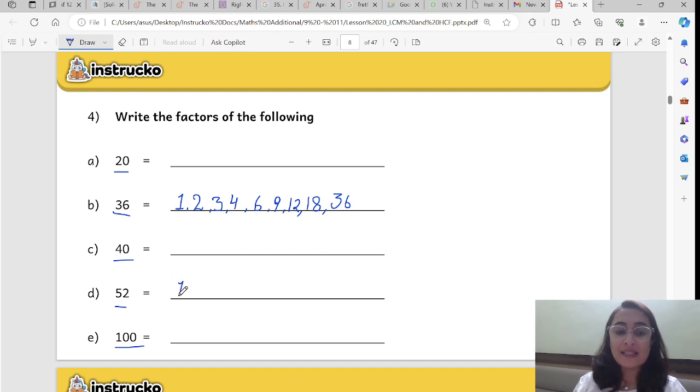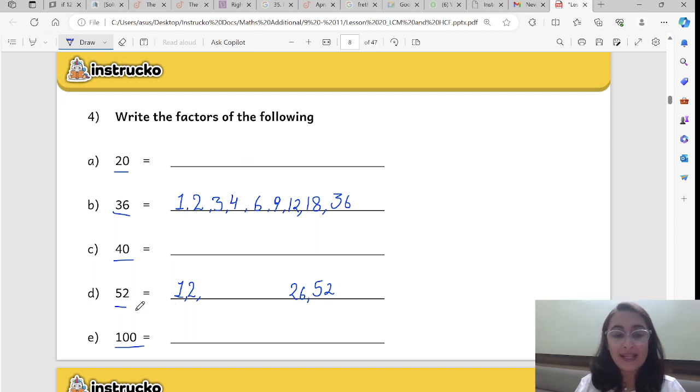So again, we start by writing the smallest factor, which is 1, and the highest factor, which is 52. Now, I know for a fact that all my remaining factors are going to be between this range. Also, 52 is an even number, so 2 is definitely a factor of 52. Now 2 multiplied by what is 52? Right, 2 multiplied by 26 is 52. So we get two factors of 52, 2 and 26.